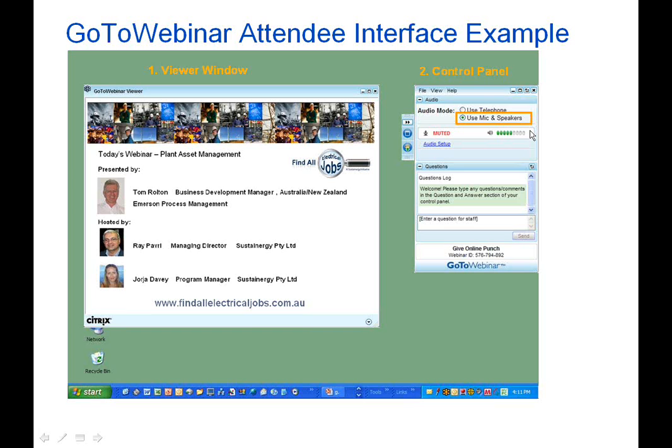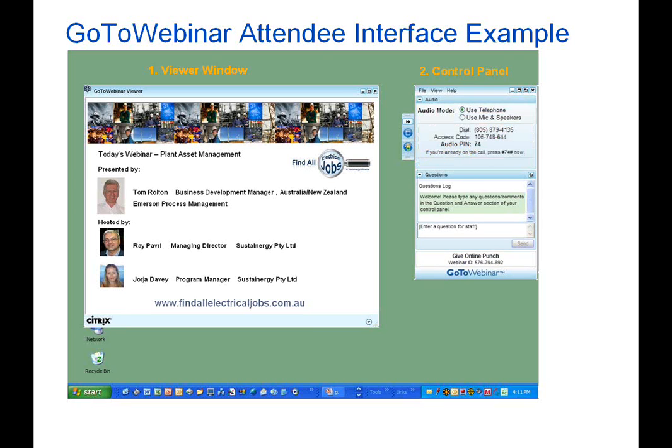The first is to join audio through your computer. Select Use Mic and Speakers. Next, click Audio Setup to select your computer speaker or headset device. You can also join audio through your telephone. Select Use Telephone, dial the number listed, enter the access code, and also the audio PIN when prompted.